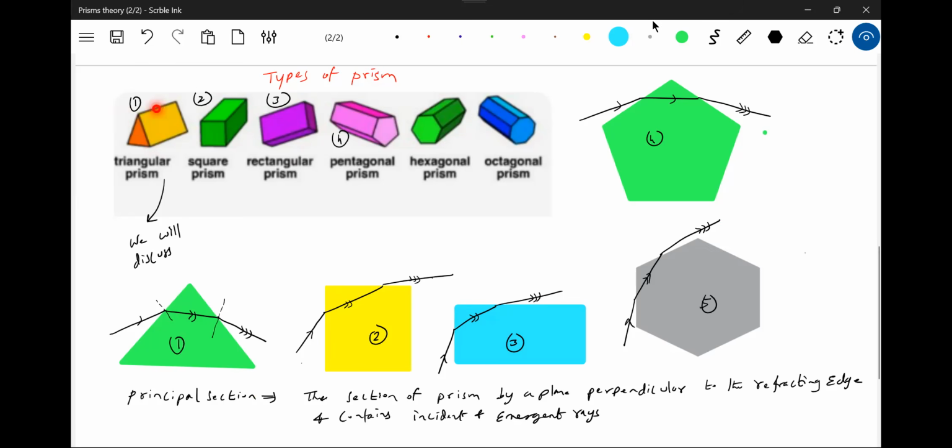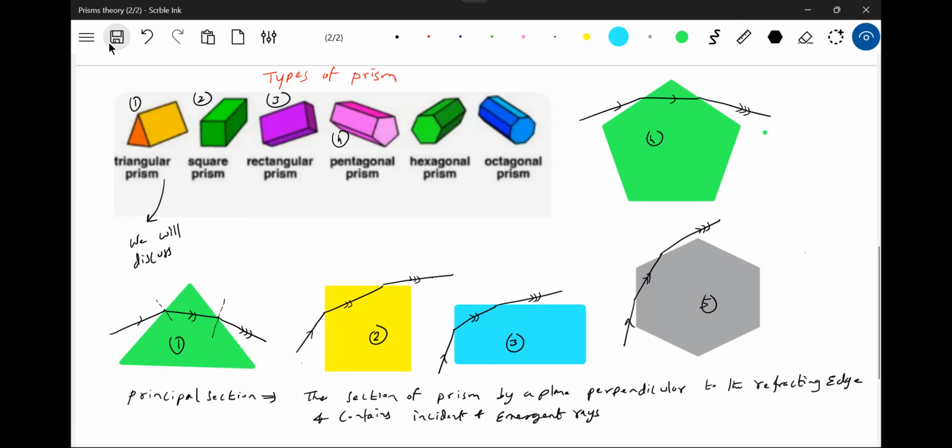So the ray will come and strike at one specific point. From there I'll drop a perpendicular to the refracting edge. That particular plane is called the principal section. The principal section usually will be a plane perpendicular to the refracting edge and that contains the incident and emergent rays. What I'm showing is a two-dimensional view, nothing but the principal section of this particular prism. For a square prism, this will be the principal section. For a rectangular prism, this will be the principal section.